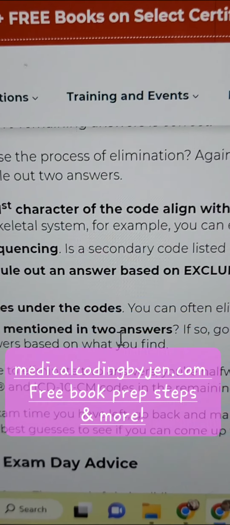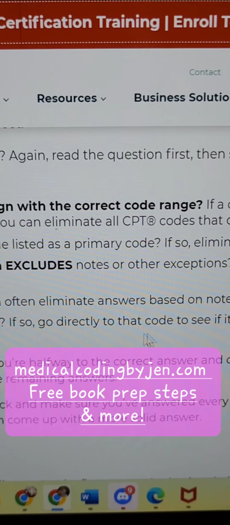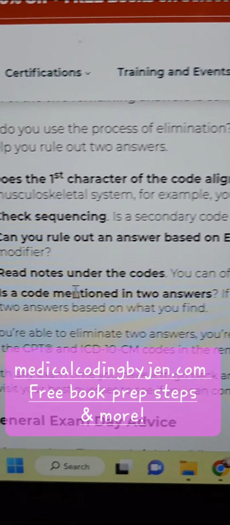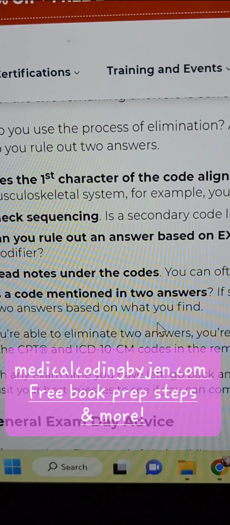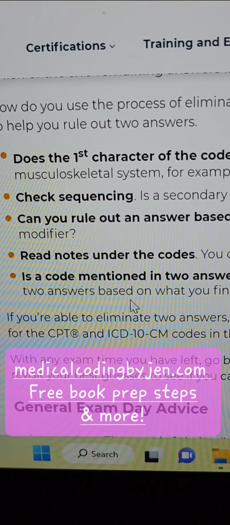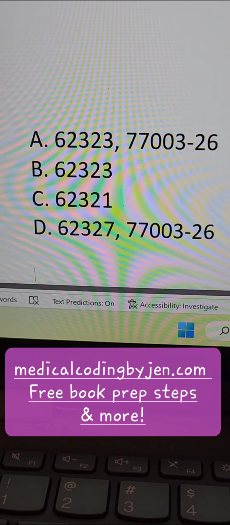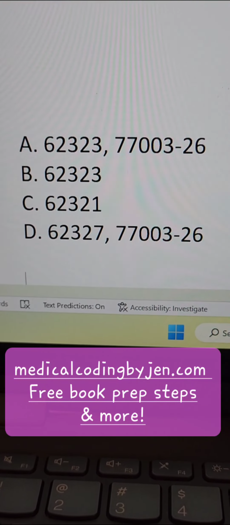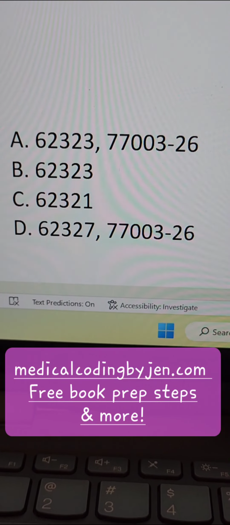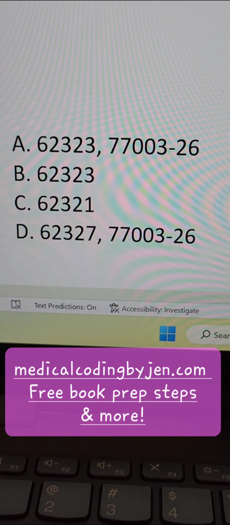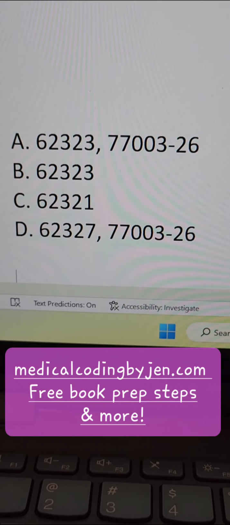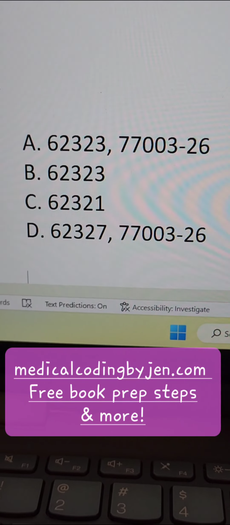If a code is mentioned in two answers, go directly to that code and see if it fits the scenario. There's a reason why they put two answers that are the same. There's one small difference, and they want to know if you understand the differences. And of course, we see that in this question. More than anything else, AAPC wants to know if you know how to use the books, the CPT, the HCPCS, and the ICD-10. Do we know how to use the resources that are inside those books to find the answer?